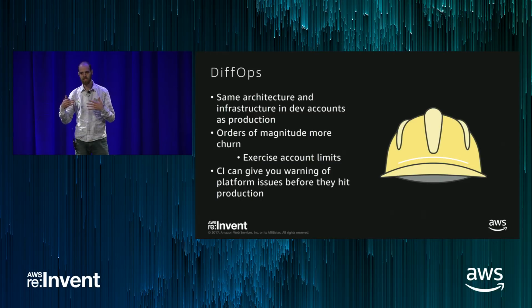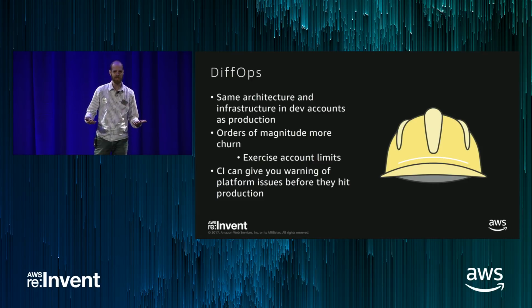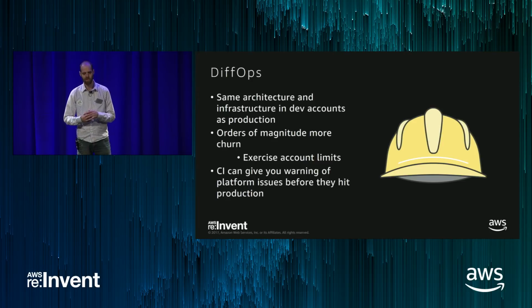So you get the same infrastructure from them in all these accounts. But you have orders of magnitude more churn in your dev accounts. We do on the order of 1,000 Lambda deploys per day. And so that exercises the control plane. The bulk of those deploys are being done in development environments. And so our account limits that we hit are mostly in our development environments, not in our prod environment.